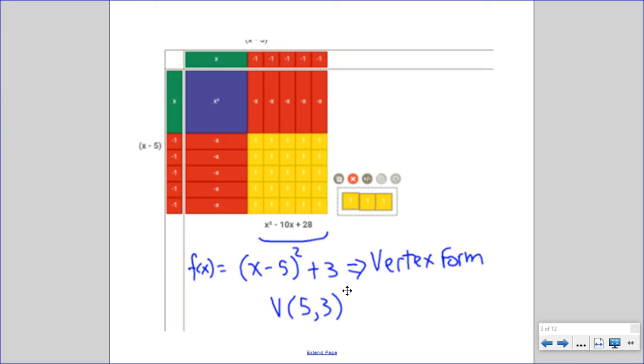And when we write it like this, that actually is vertex form. So what has happened was we can think of a function that is in standard form, like x squared minus 10x plus 28, being rewritten in vertex form like this, x minus 5 squared, which is the binomial square, plus these 3. And that would produce a vertex of 5, 3. Very friendly, I hope. Now we're going to look at another example.